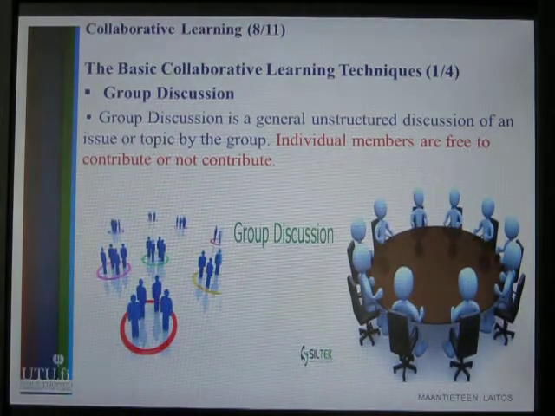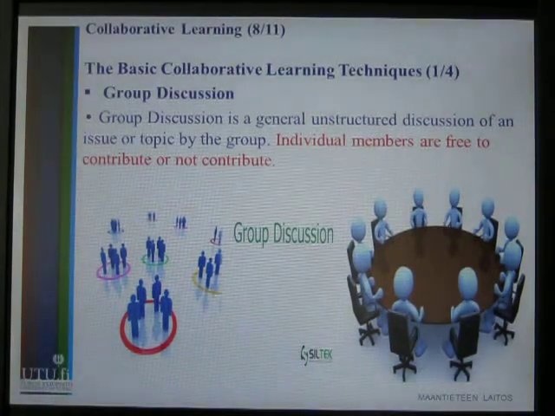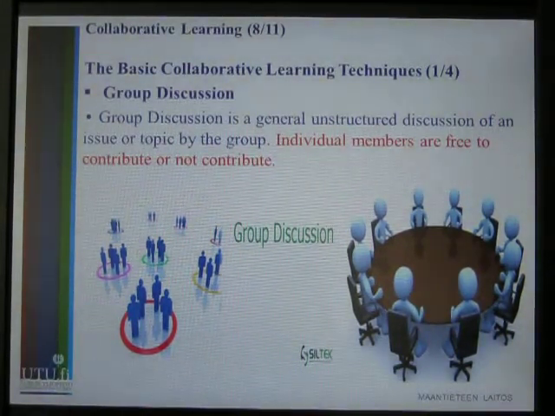So let's move now to the kinds or types of groups. Actually, there are many types of groups. I have selected just some of these types. The first one is when you divide your class or your students into many groups. The first group is called group discussion. This group discussion is generally unstructured, and the individual members are free to contribute or not contribute.